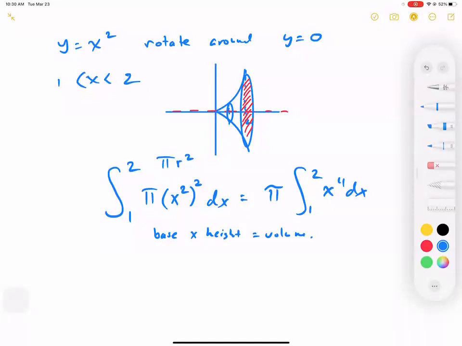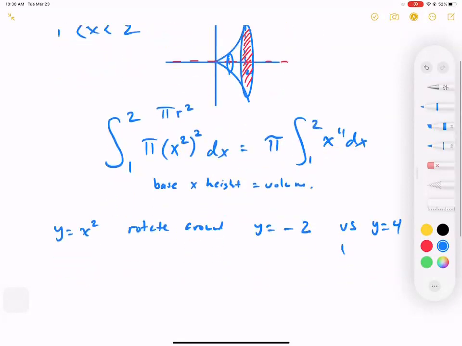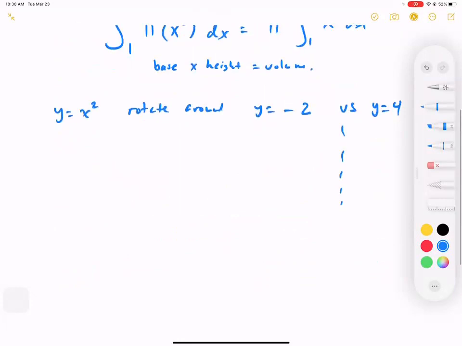So if I extend the axis, what if I make the same problem, except I want to change the axis? Well, y is equal to x squared, and we're going to rotate around y is equal to negative 2 versus positive 2. Oh, let's do positive 4, okay? Because 2 squared is 4. So we're going to do two problems now. We're going to cut these two problems in half, and we'll see, what really changes between the two? Is there really a setup difference? So we'll say the axis of rotation is y is equal to negative 2, and y is equal to 4 here.